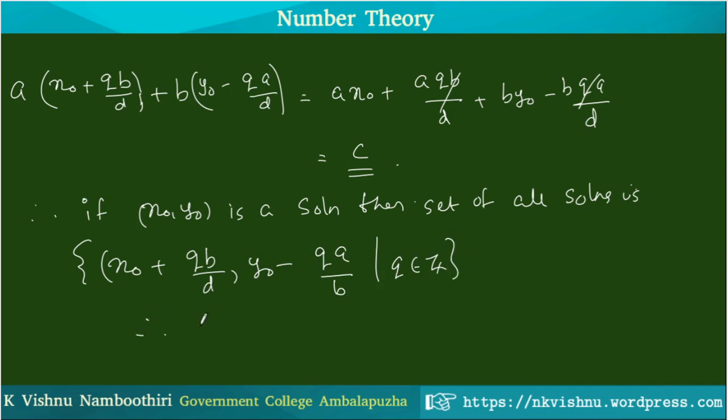So how many solutions are there? Infinitely many solutions if one solution exists. So if there is one solution, it is guaranteed that there exist infinitely many solutions. This is the conclusion of our discussion.